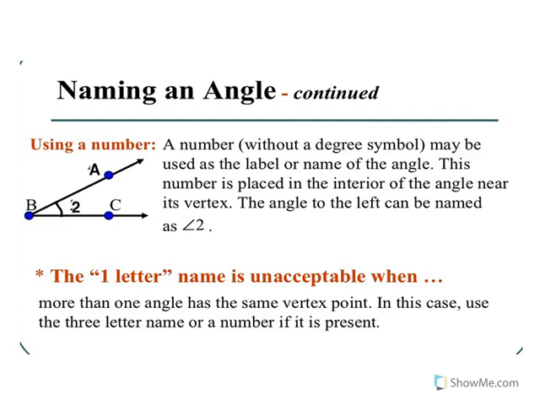Naming an angle, continued, using a number. A number without a degree symbol may be used as the label or name of the angle. This number is placed in the interior of the angle near its vertex. The angle on the left can be named angle 2. The one-letter name is unacceptable when more than one angle has the same vertex point. In this case, use three letters, or a number if it's represented.